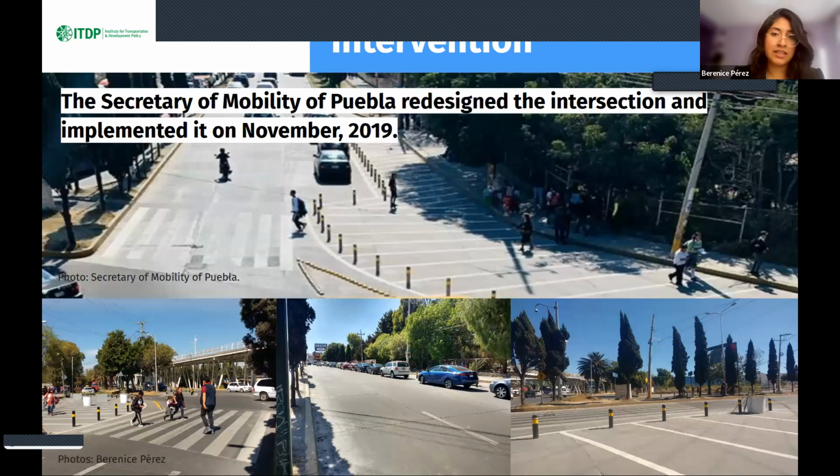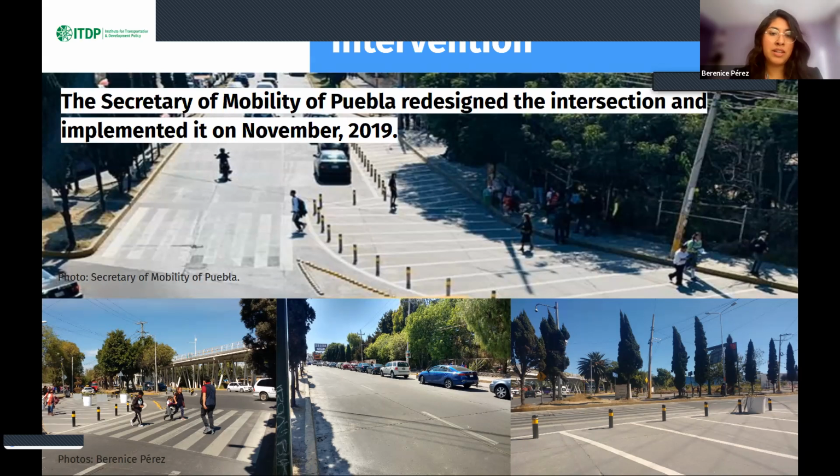So what happened with this data? We talked with the Secretary of Mobility of Puebla, and we presented this information. Then they redesigned the intersection and implemented it in November 2019. We can see that the Secretary of Mobility of Puebla made some changes in the infrastructure. They put in this crosswalk, gained a space for the pedestrians, and put in these bollards that separate the pedestrians from the vehicles.